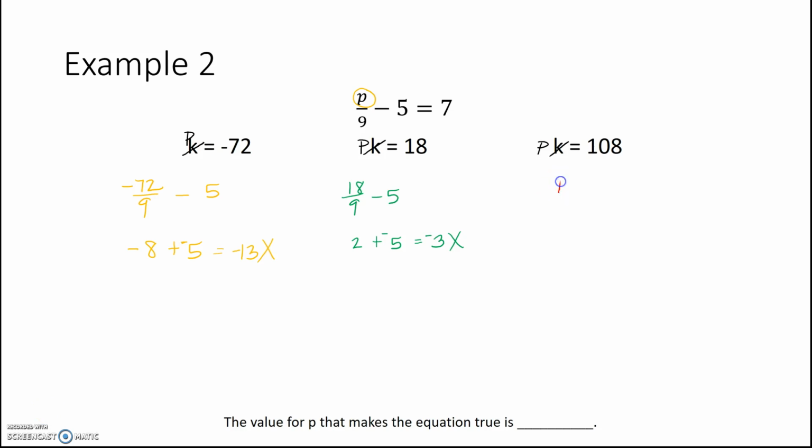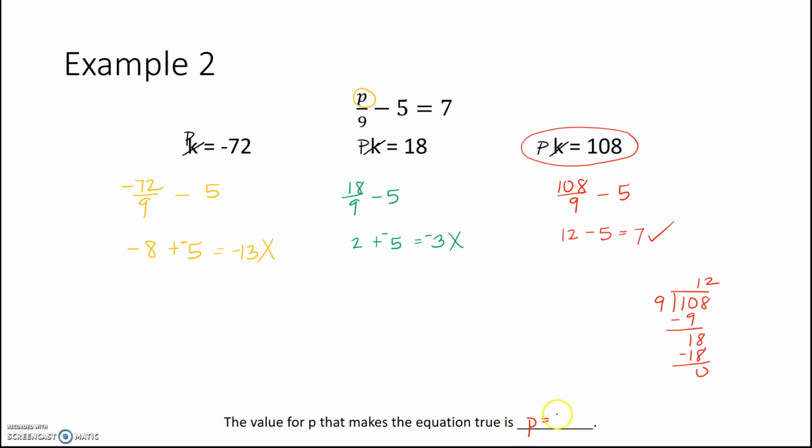So now I'm going to plug in 108. So 108 over 9 minus 5. And go down here and do my math. 108 divided by 9. 1 times 9 is 9. Subtract, I get 18. 2 times 9 is 18. So now I have 12 minus 5 equals 7. Look at that. That matches. So the correct value for P that makes the equation true is P equals 108.